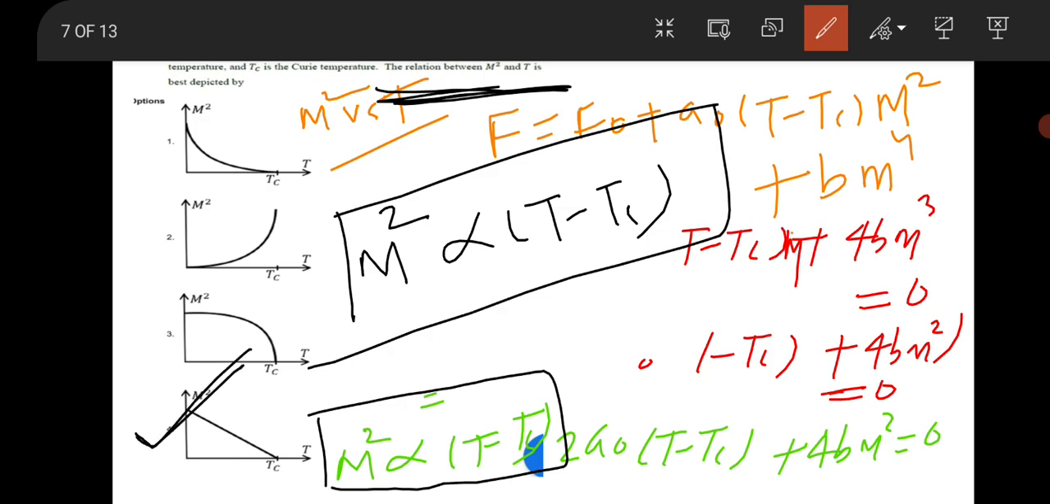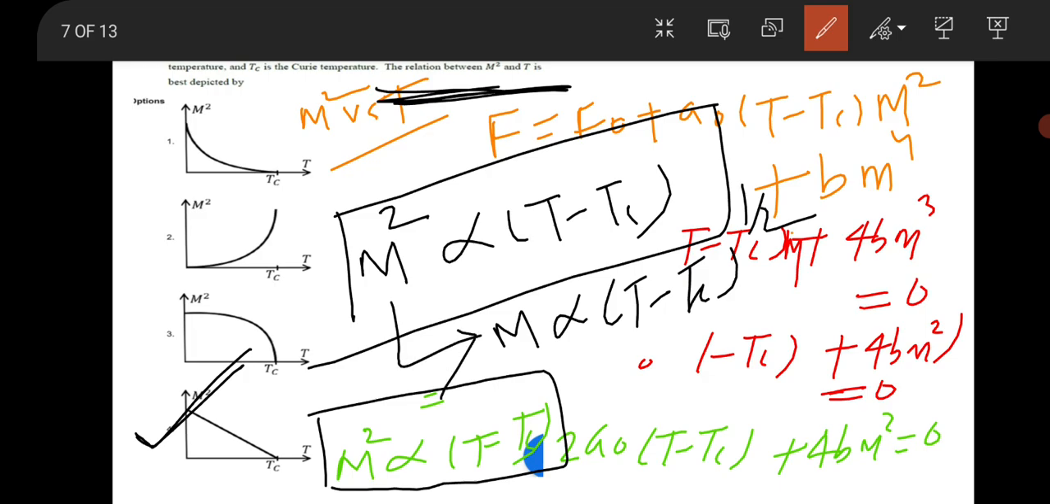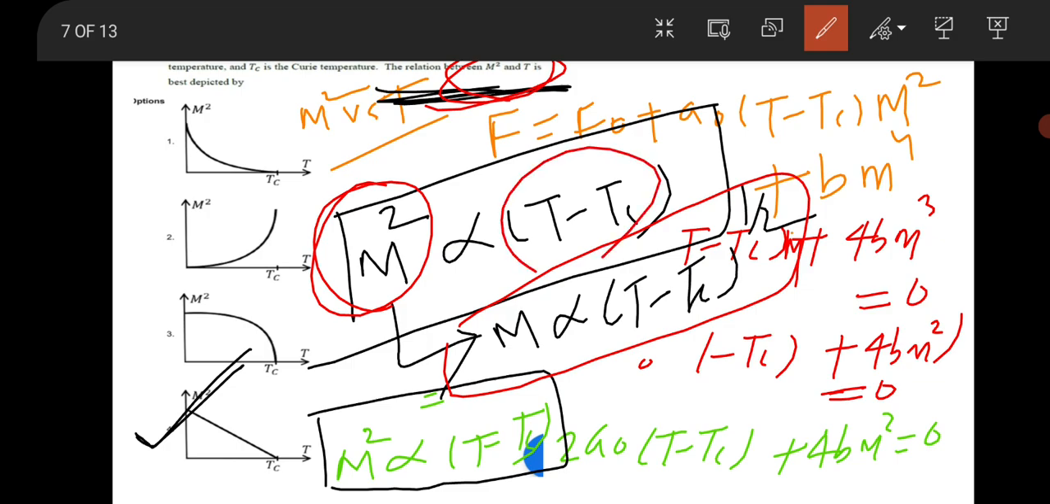What mistake some students made last time was to consider m varying with T as (T - Tc) to the power 1/2. If you take one further step, you will get m varying as (T - Tc) to the power 1/2. But the question is asking for the graph between m^2 and T. It is not asking for a graph between m and T - Tc or T. It is asking about the m^2 variation with T. So it is a straight line variation, and the best graph will be option 4.